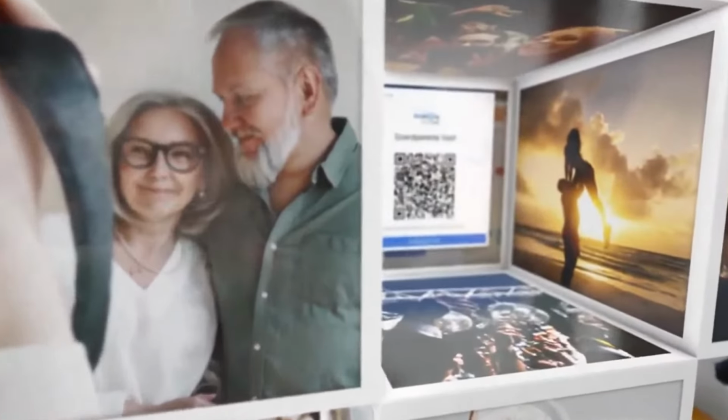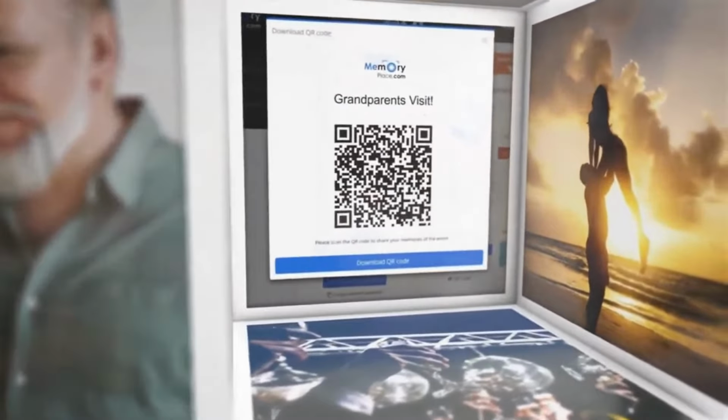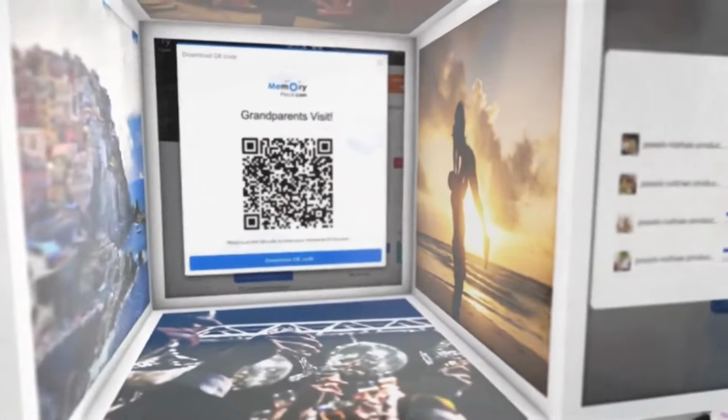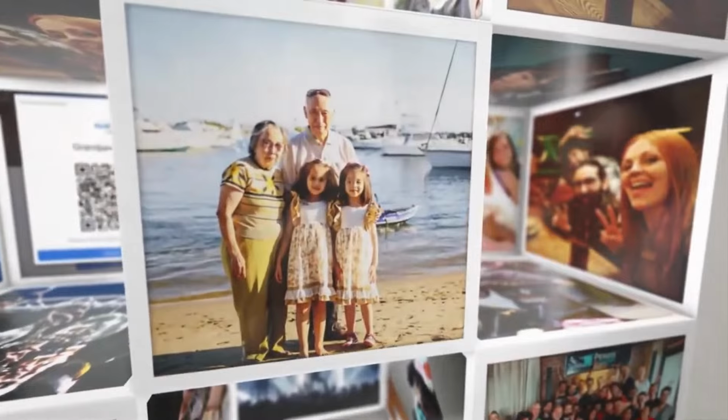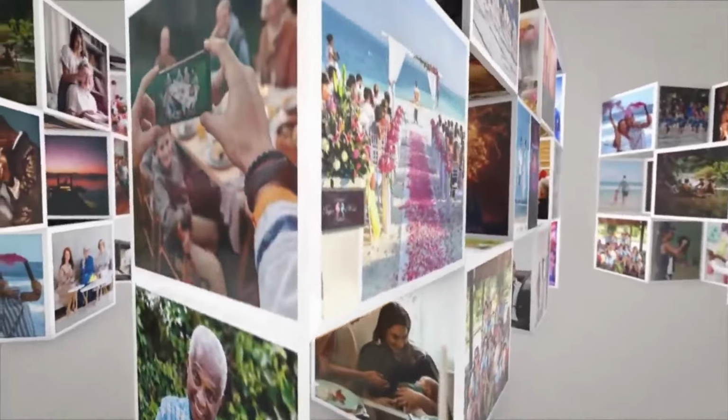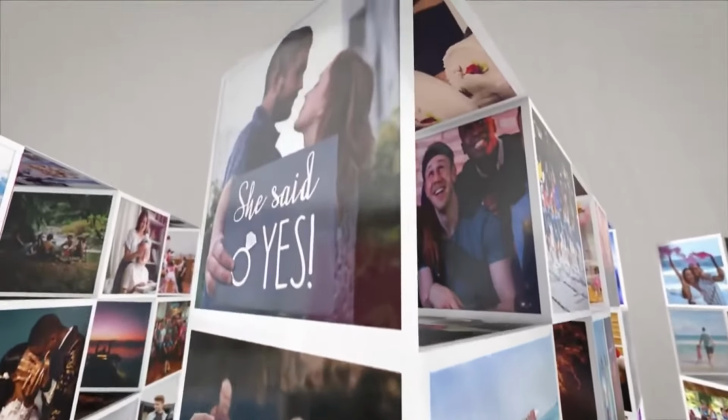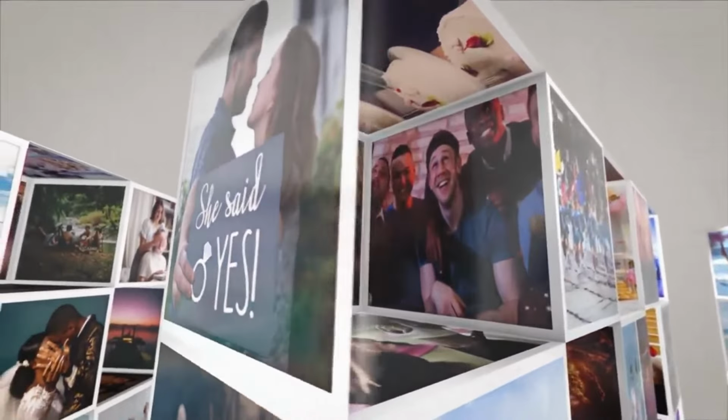Just acquire your unique event code and you're done. All photos and videos taken will fall immediately into your Memory Place account. The possibilities are endless. Use Memory Place at your next barbecue, wedding, or bachelor party. Or maybe not, but you get the idea.